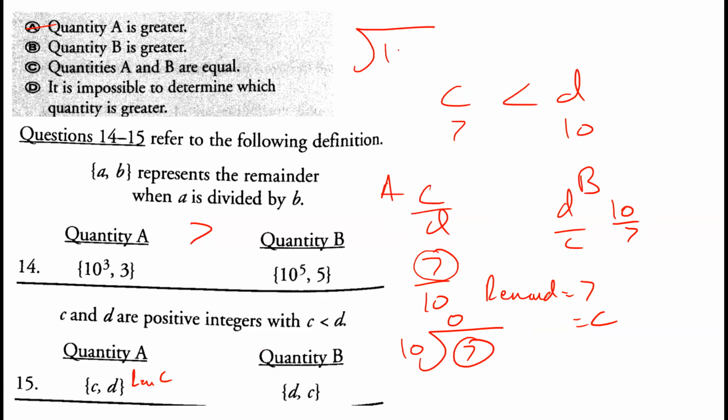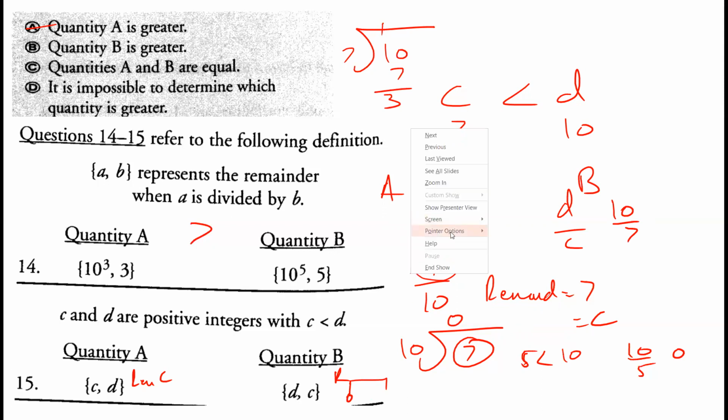So 10 over here, 7 over here, 7 ones are 7 and 3. Now the remainder can be 0 as well. Let's suppose D was 10 and C was 5. So 10 divided by 5, the remainder would be 0. So the remainder would be either 0 or less than the numerator.